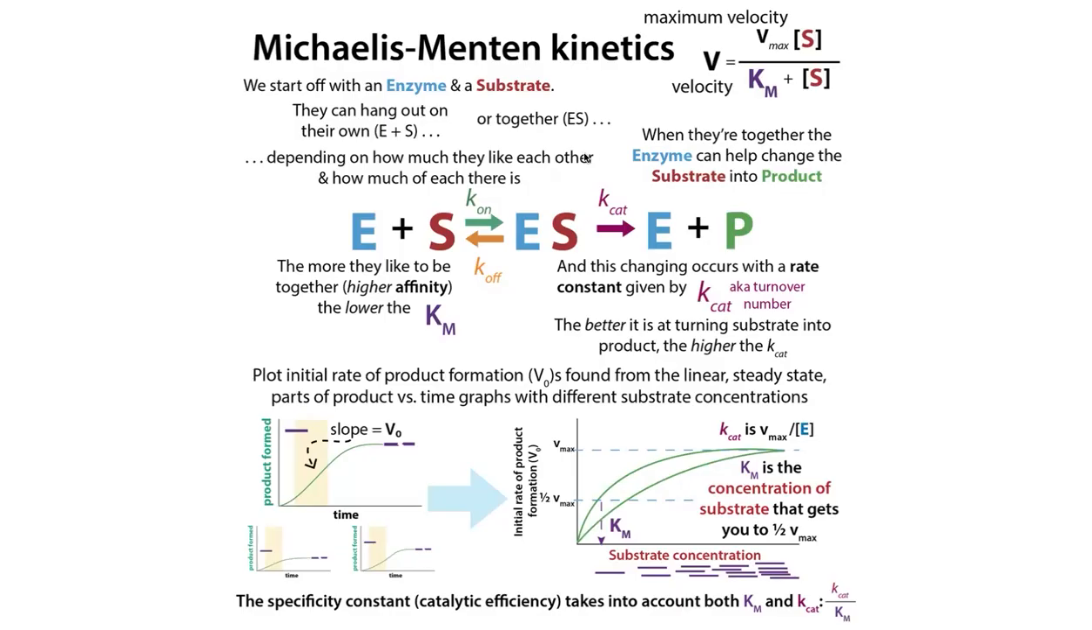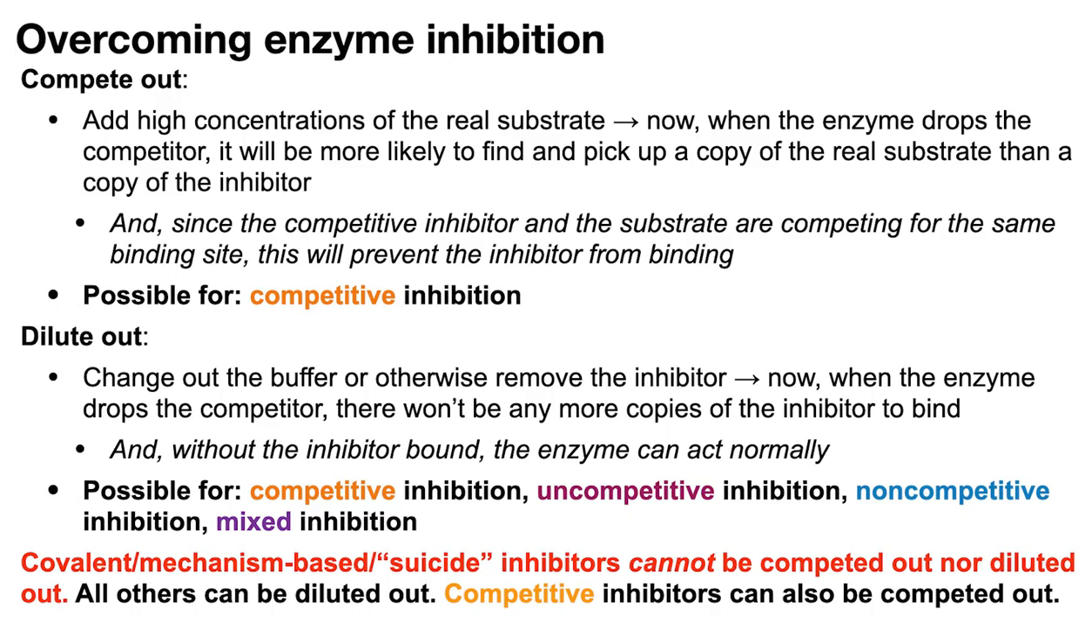Now remember, all of these are changing what you're measuring, so they're changing the apparent things, but they're not changing the actual kinetic constants, the actual Km, the actual kcat. They're just changing what you are measuring. And in the case of our competitive inhibitor, we can compete or dilute it out. And in the case of our non-competitive, uncompetitive, or mixed inhibitors, we can dilute them out, but not compete them out. And in the case of our covalent competitor, or our irreversible inhibitors, we can't do any of those. The only way to get activity again would be to add more enzyme.